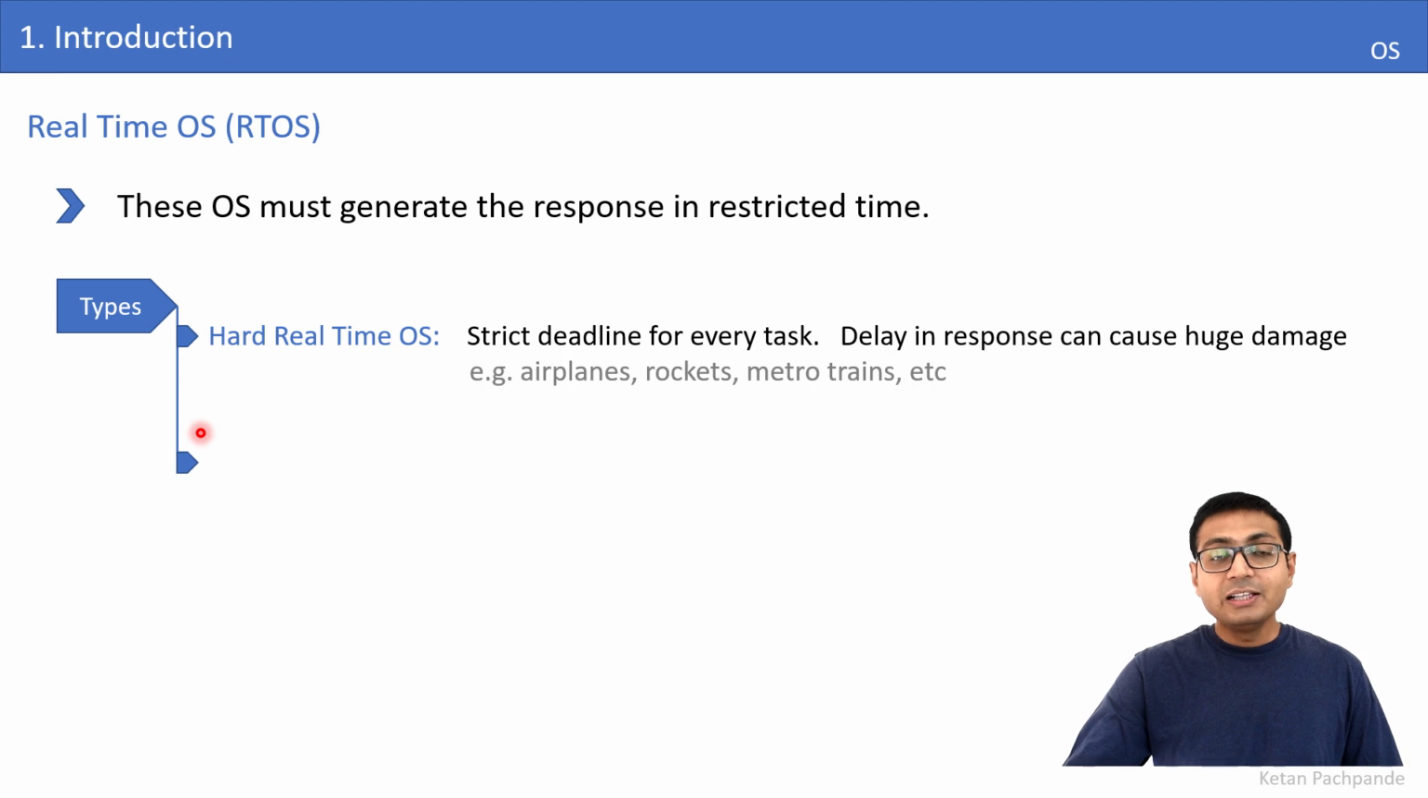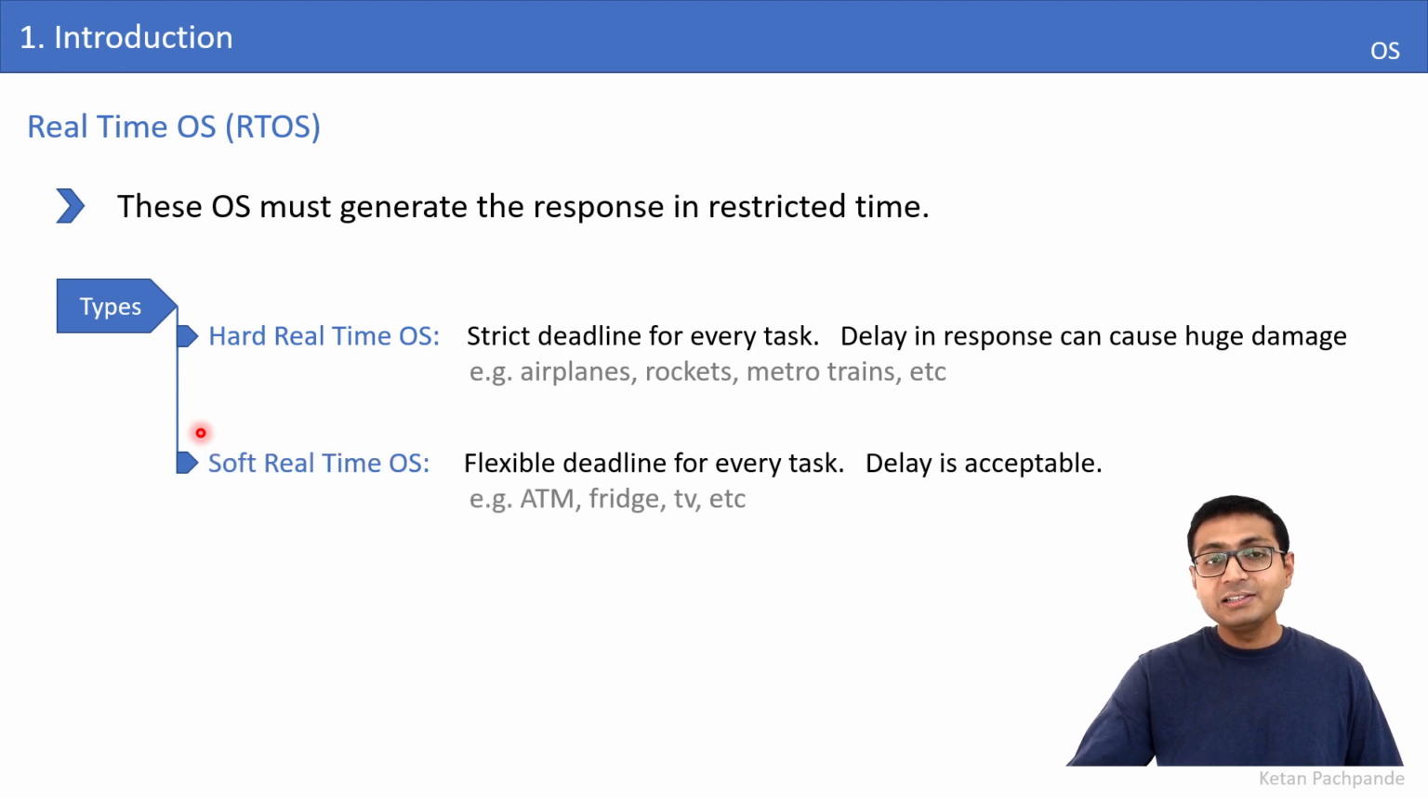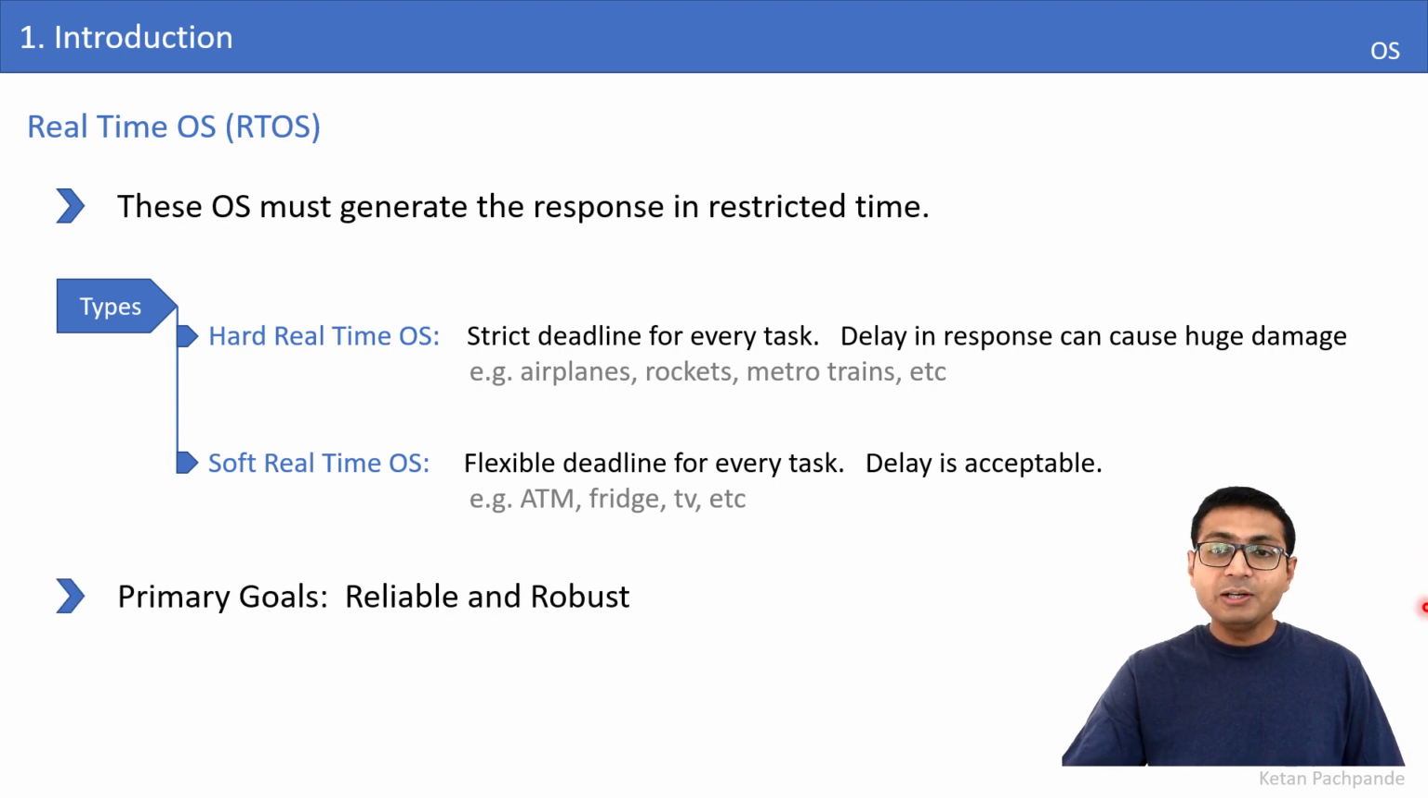Whereas in the soft real-time operating systems, the deadline is flexible. It means even if the tasks execute beyond the deadline, the damage is less. For example, in ATM machine, in the fridge, TV, these have the soft real-time operating system. Even if there is some delay in response in ATM machine where you are withdrawing some money, then the ATM machine says that timeout occurs and you just retry. There is no such harm to the user as compared to the aeroplanes and rockets. The primary goal of this real-time operating system is reliability and robustness.